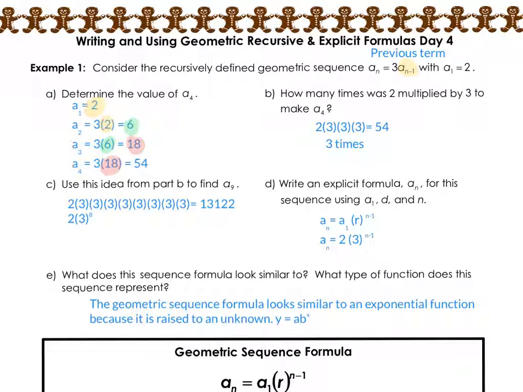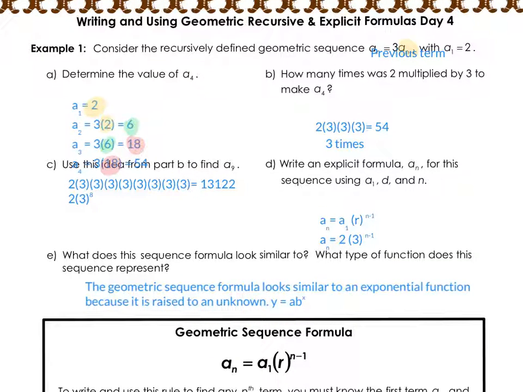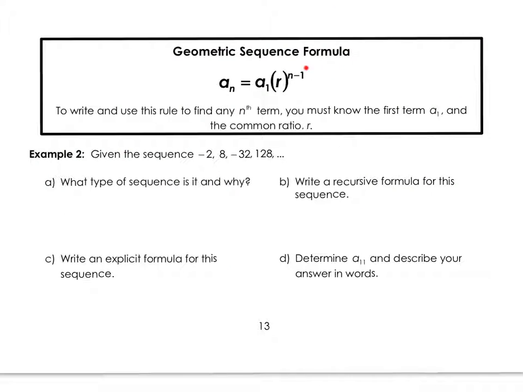Now remember, just like with the previous, we are given the geometric sequence formula on your formula sheet. So the geometric sequence formula, a sub n equals a sub 1 times r to the n minus 1. To write and use this rule to any nth term, you must know the first term, a sub 1, and the common ratio, r. So given the sequence, -2, 8, -32, 128.